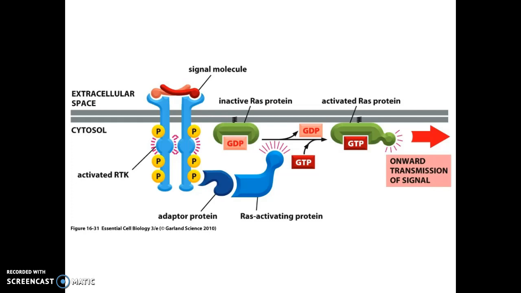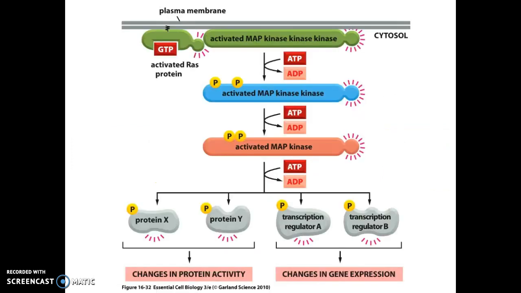The RAS is now active. And what does active RAS do? Well, it is the very upstream portion of a pathway we call the MAP kinase pathway. So the MAP kinase pathway is a series of proteins. I didn't name these, so don't blame me for this, but activated RAS protein activates MAP kinase kinase kinase.